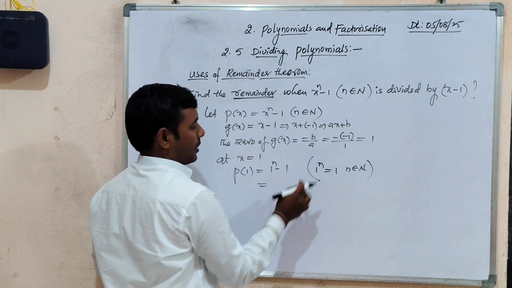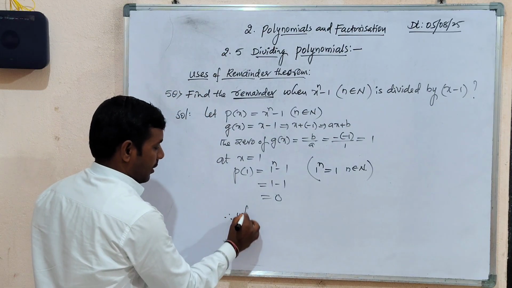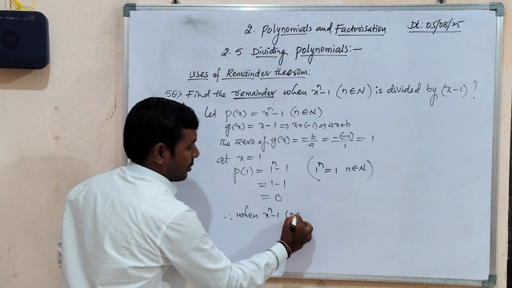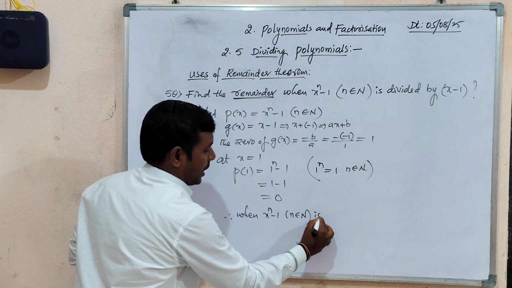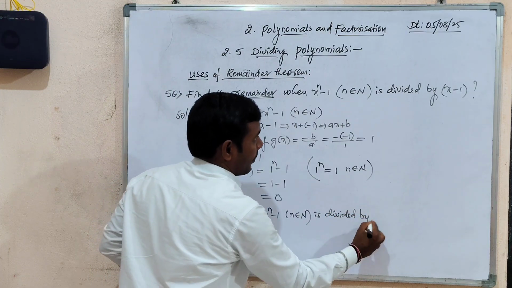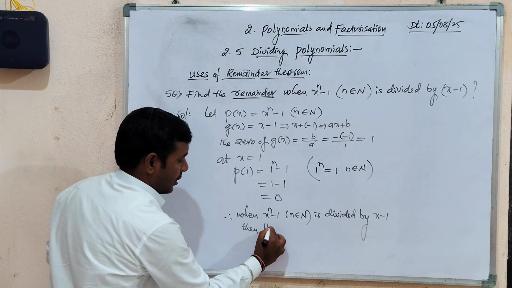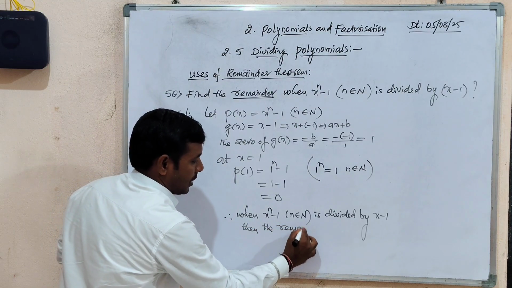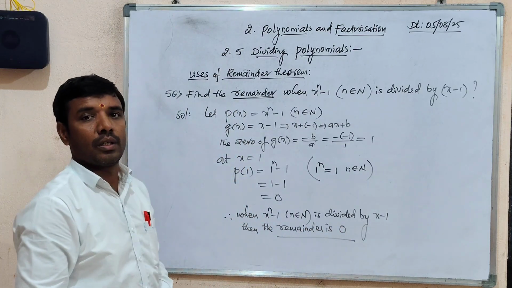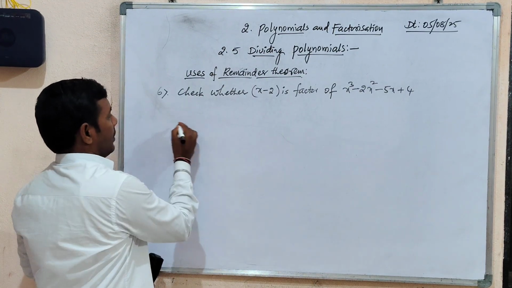So don't forget this. That's why 1 minus 1, what is the answer? 0. It means when x to the power n minus 1, where n belongs to the natural numbers, is divided by x minus 1, then the remainder is 0.